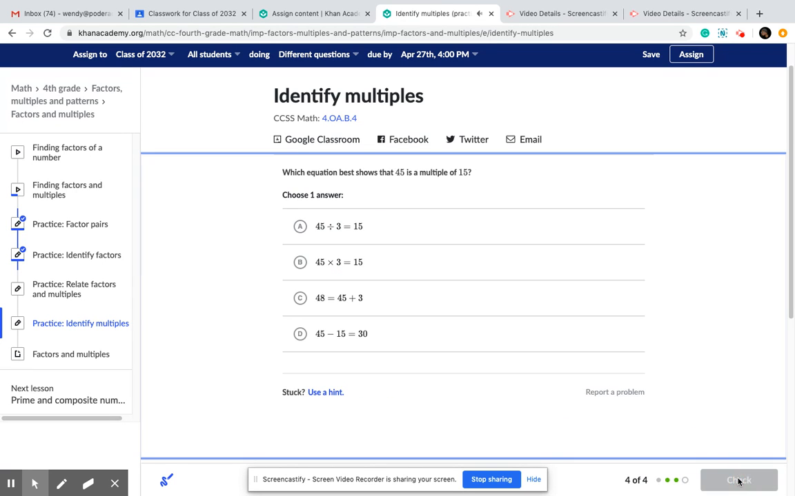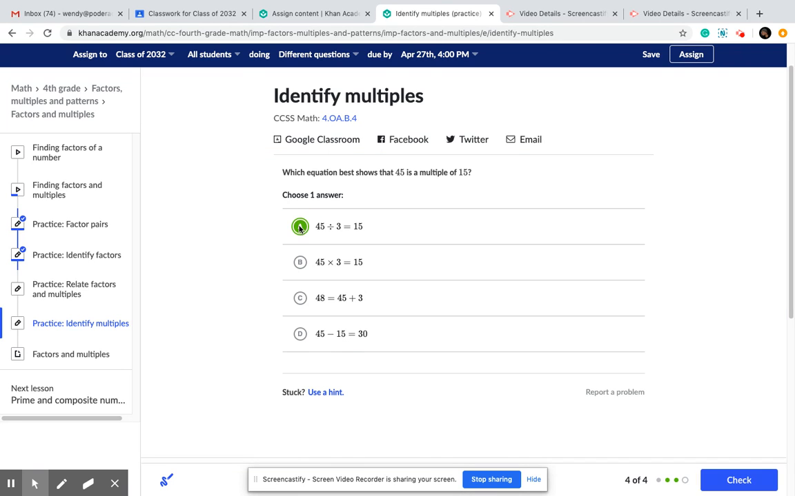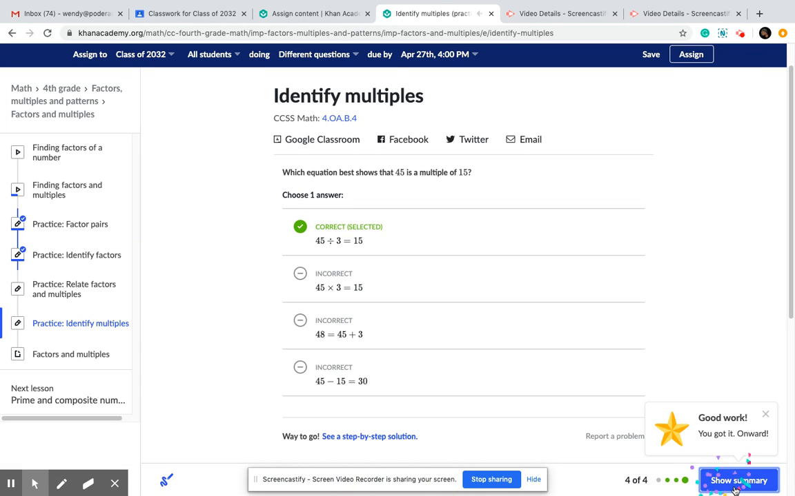All right, let's do the next one. Which equation best shows that 45 is a multiple of 15? Let's see. 45 divided by 3 equals 15. 45 times 3 equals 15. Okay, that's not true. 48 equals 45 plus 5 plus 3, no, not this one. So I already know that it's A, because 45 divided by 3 equals 15.